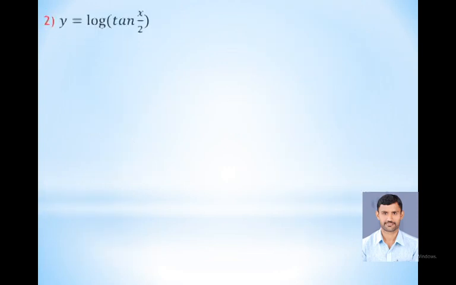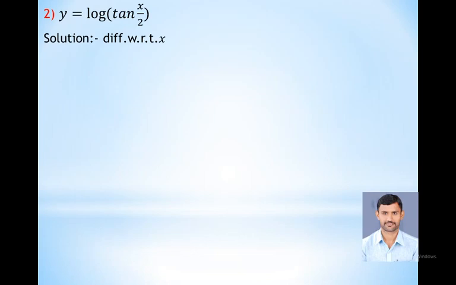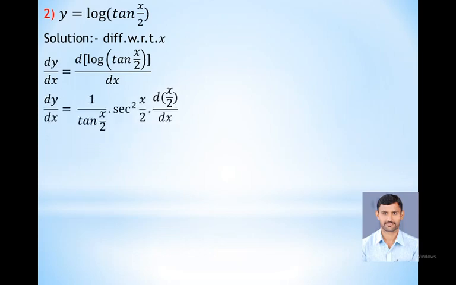Now the second problem is y is equal to log of tan of x by 2. Now we are given y is equal to log of tan x by 2. We have to find dy/dx. Now differentiate with respect to x. dy/dx is equal to the derivative of log of tan x by 2. We know the formula: the derivative of log of f(x) is equal to 1 upon f(x) into f'(x).